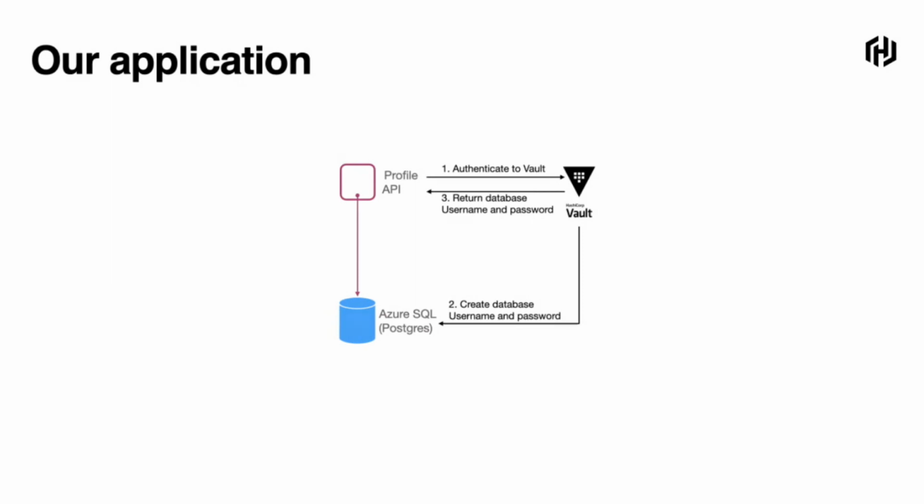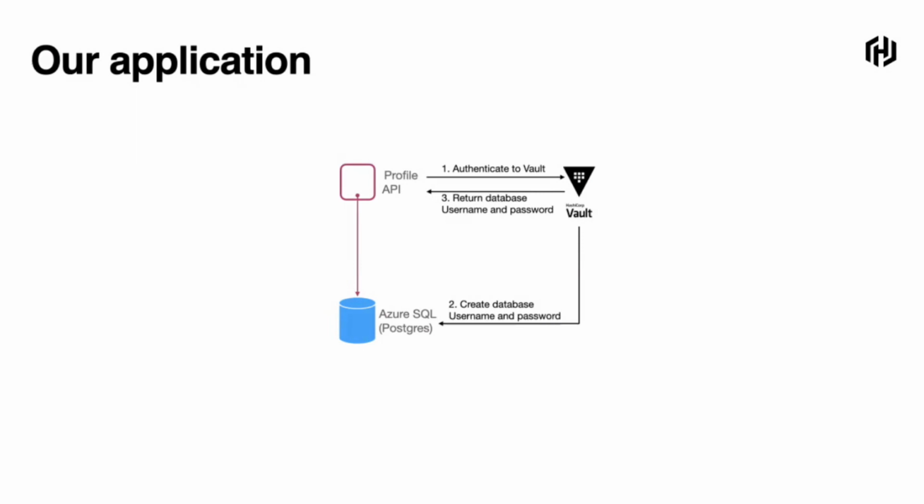Can I create a credential? And it will literally create a credential within that target platform, in this case, the Postgres database. It'll create a username, it'll create a password. And once it's done that, the third step is it will return it to the profile API, right? Now, what's nice about our workflow there is the credential didn't exist before the API needed it. Vault then brokers that on behalf of the database itself.